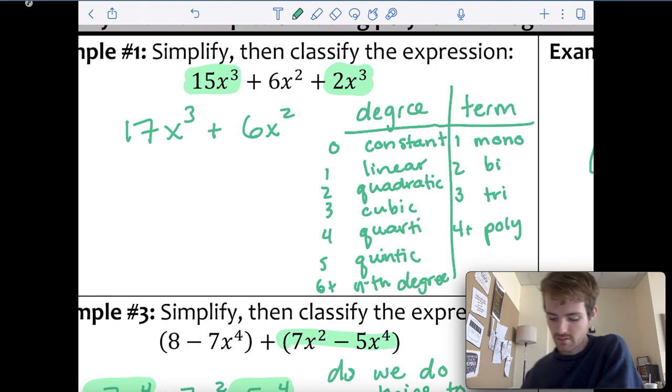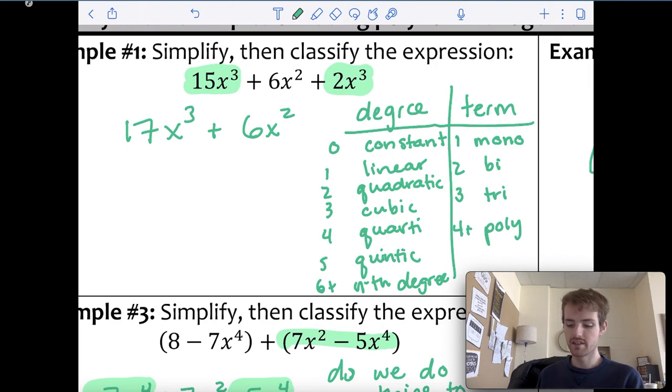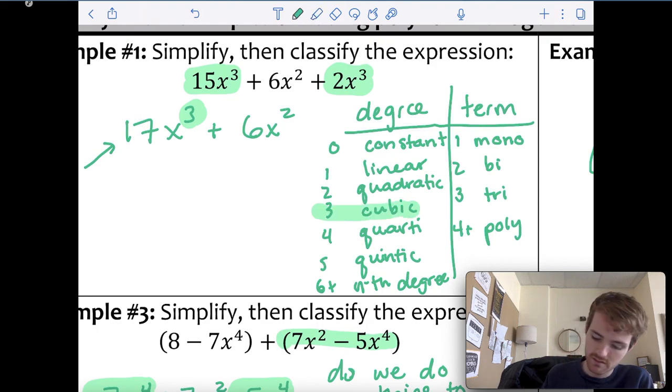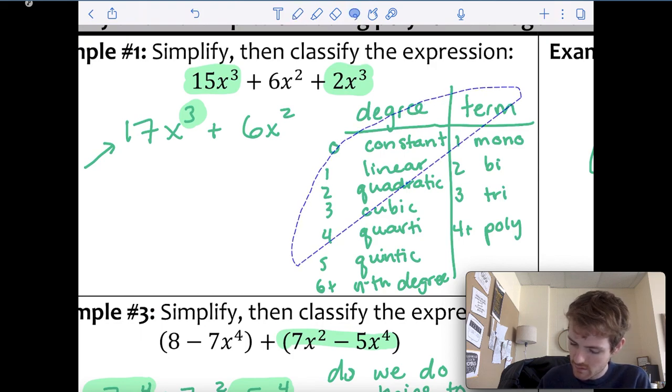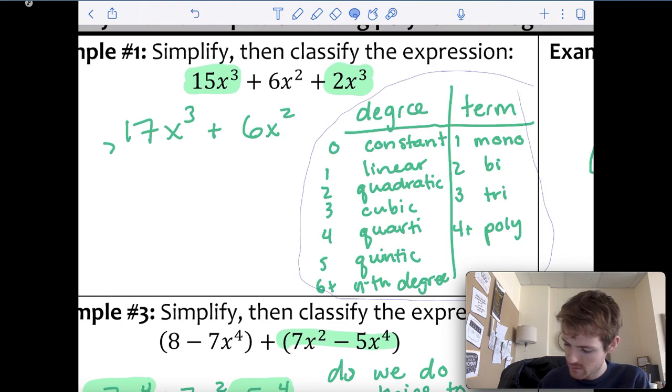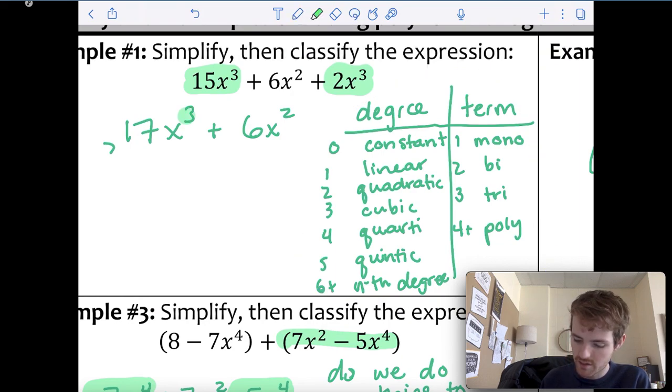So here in example 1, what's the degree? Well, when I look at the degree name, I'm looking for the biggest degree, which is 3. But when I have a 3rd degree, I have a cubic. Actually, and let me do this. Let me copy this. Good. Okay, so when I have a 3rd degree, I have a cubic.